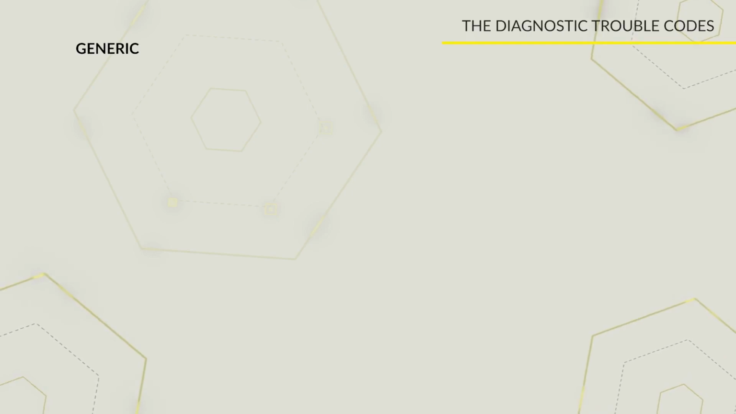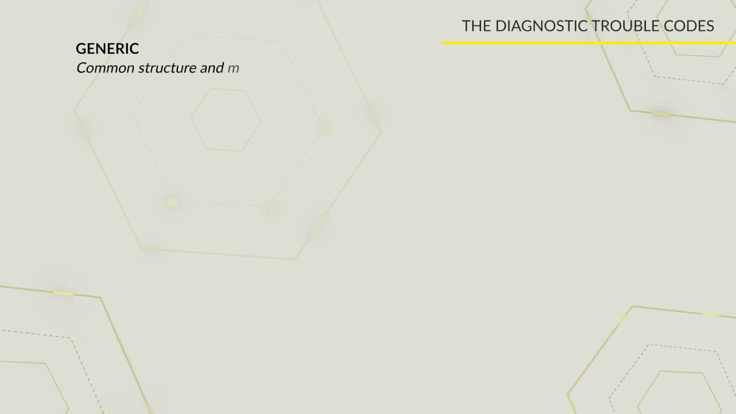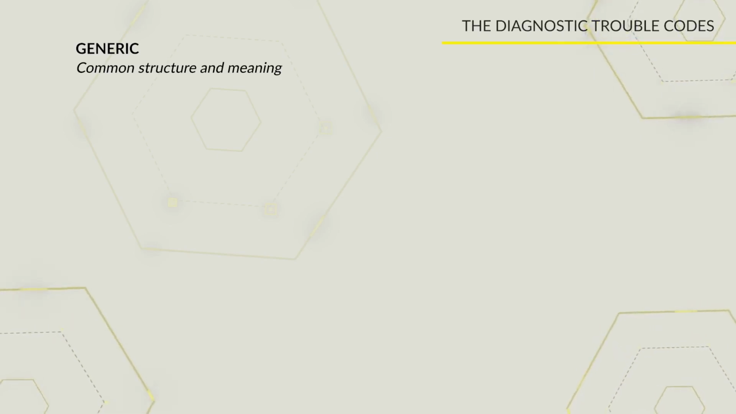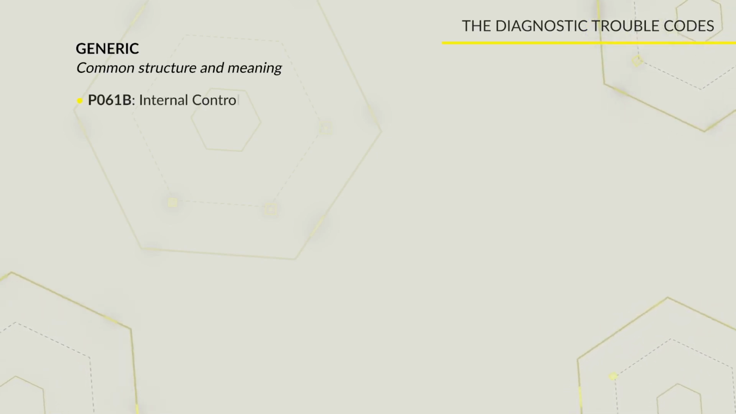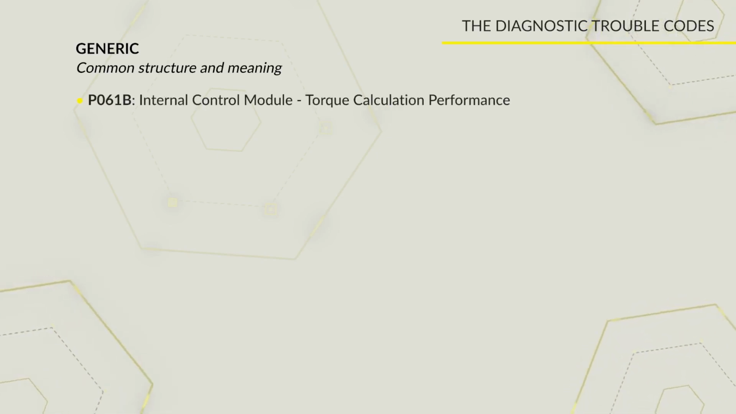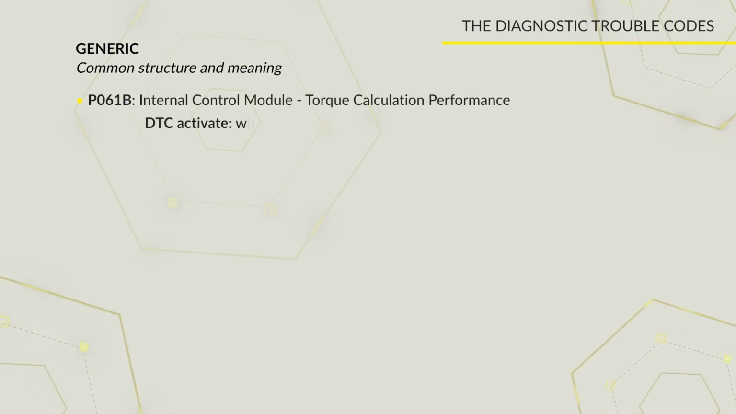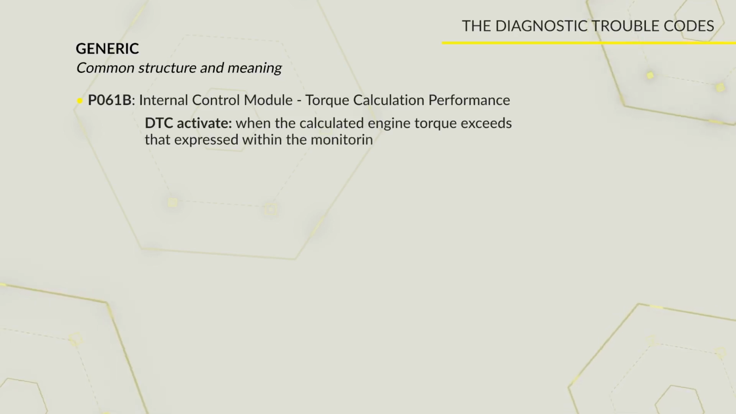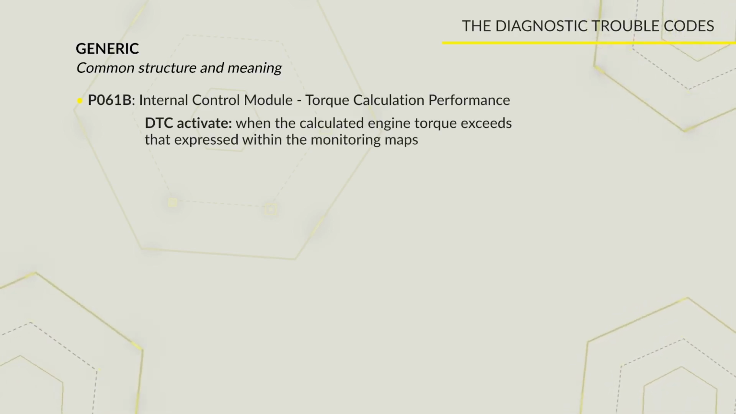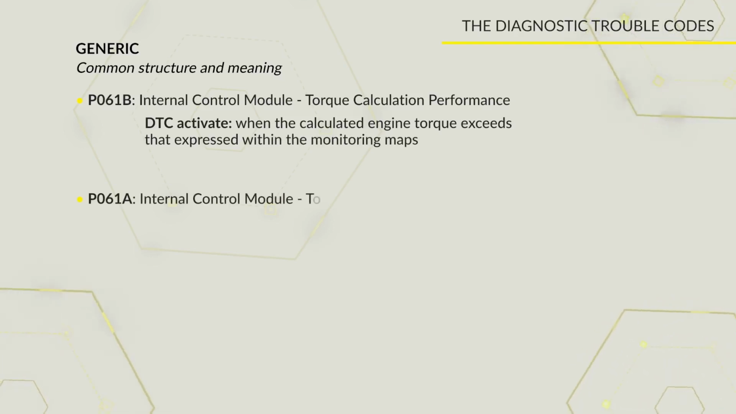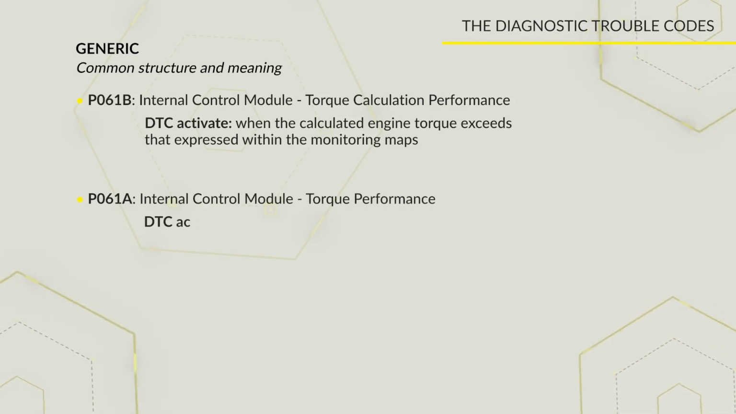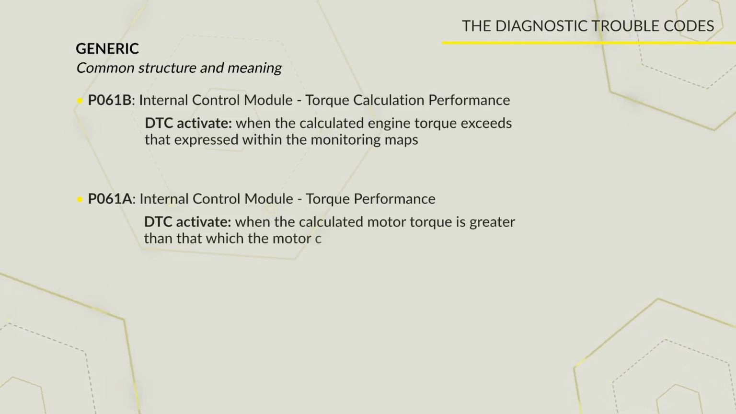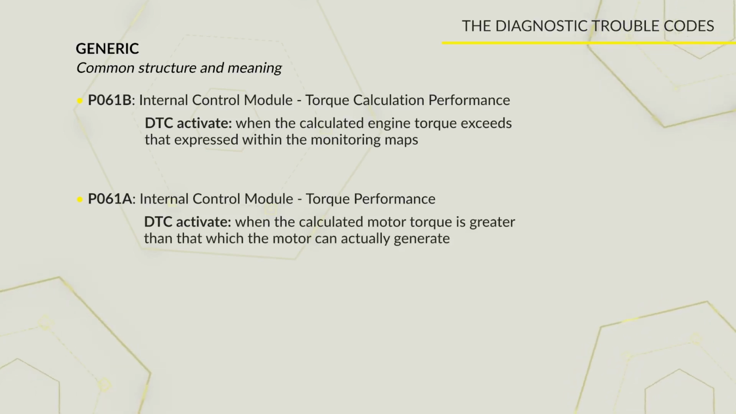Generic: codes that have a common structure and meaning for all car manufacturers or groups. Some examples may be Internal Control Module Torque Calculation Performance. The DTC is activated when the calculated engine torque exceeds that expressed within the monitoring maps. Internal Control Module Torque Performance. The DTC activates when the calculated motor torque is greater than that which the motor can actually generate.